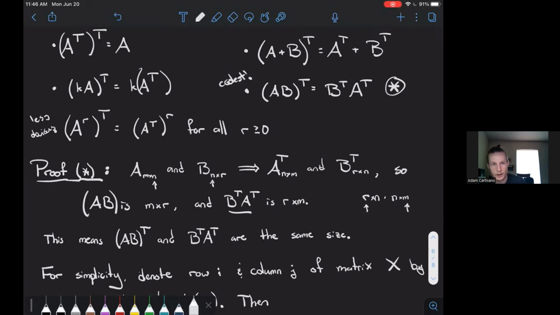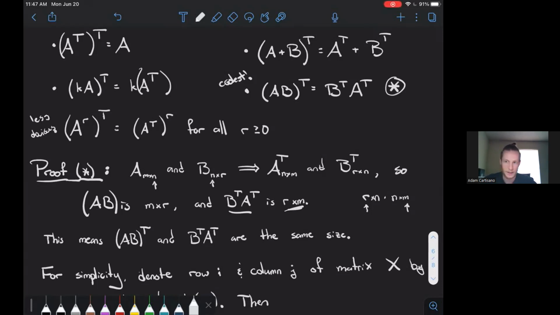Remember, transposing a matrix will flip the rows and the columns. So it will flip the number of rows with the number of columns. So if AB is m by r, AB transpose is r by m. Fortunately, that's precisely what B transpose A transpose has as its dimensions, r by m. So at the very least, AB transpose has the same size as B transpose A transpose.